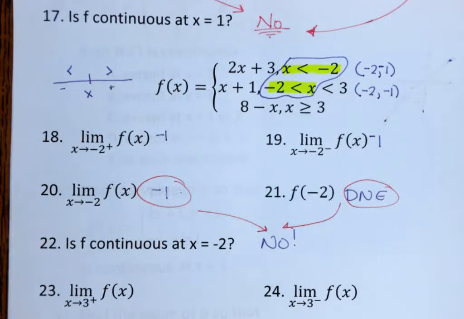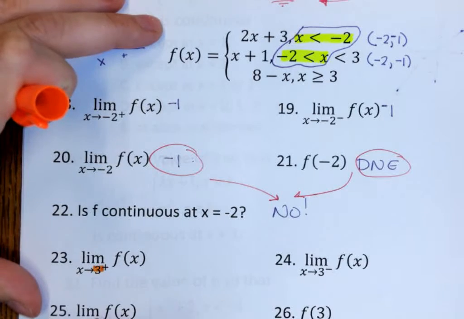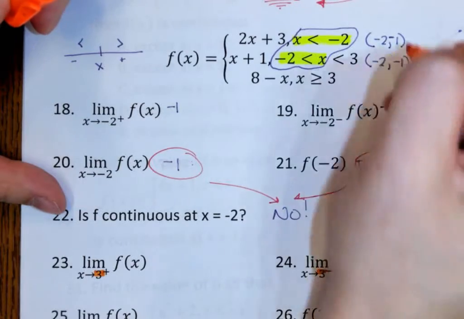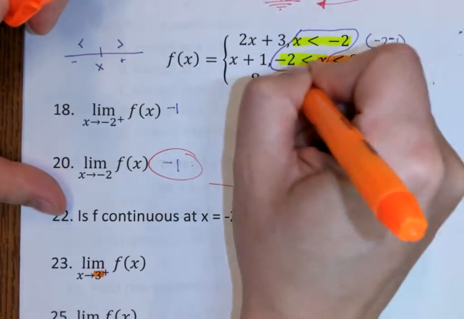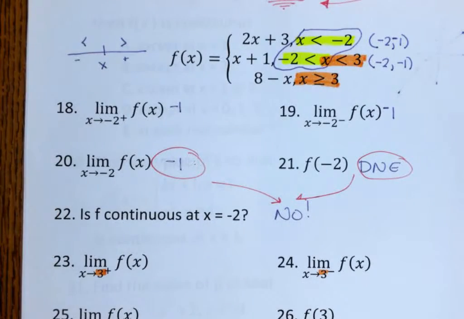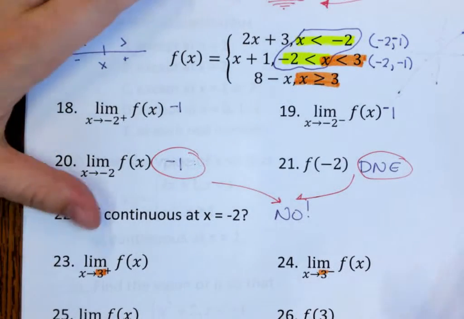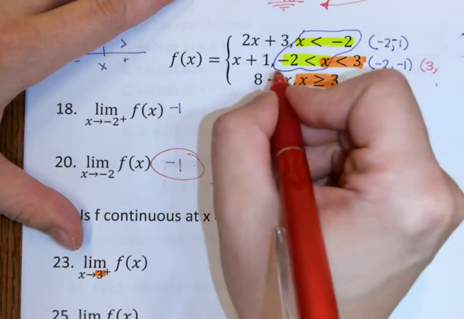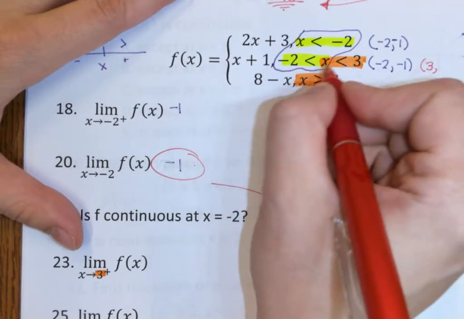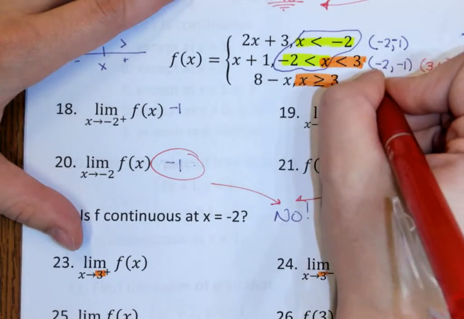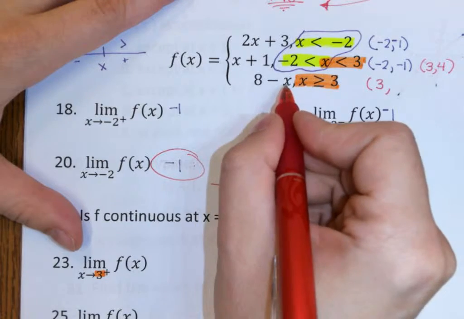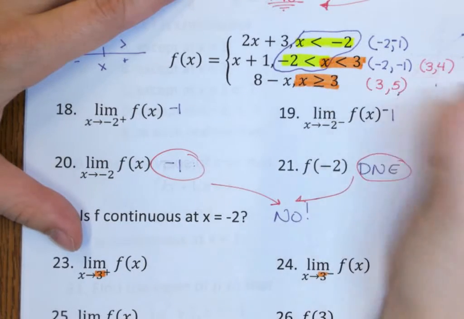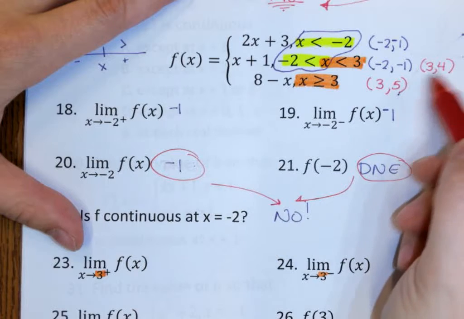So for the next one, now I'm going to be switching gears, and these are all talking about 3. So the equations that involve 3 are here and here. So I'm going to need to go through and plug different numbers into those equations. So when I plug 3 in, what do I get? 4. And when I plug 3 in, what do I get? So is that going to be continuous there?